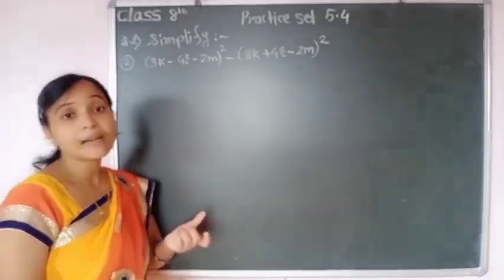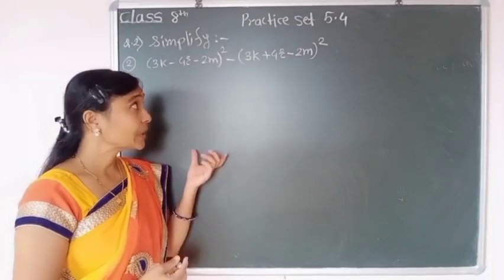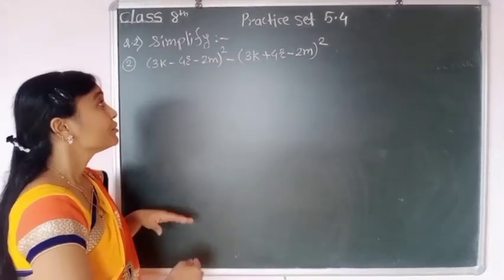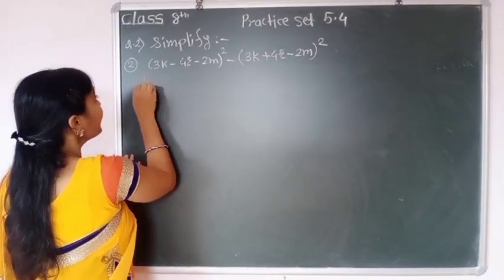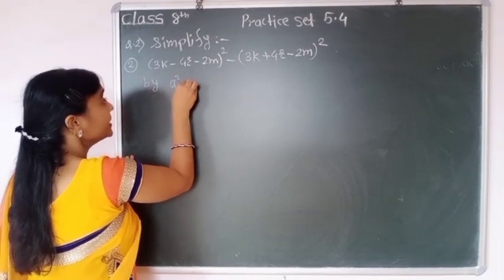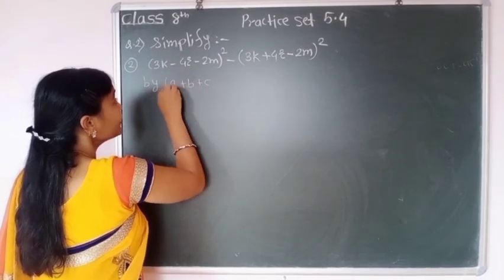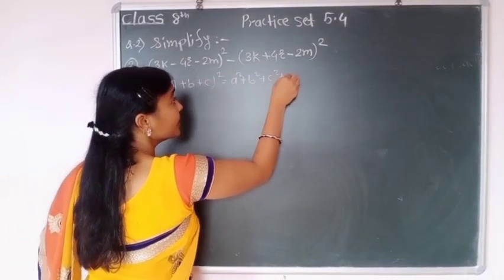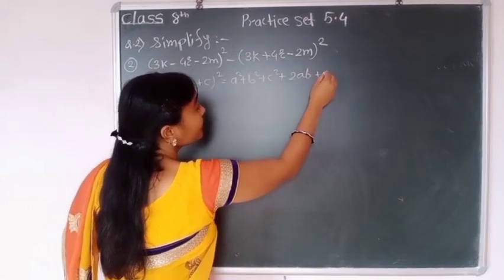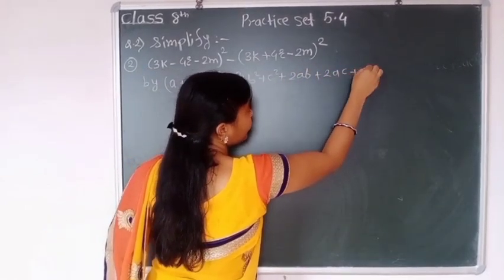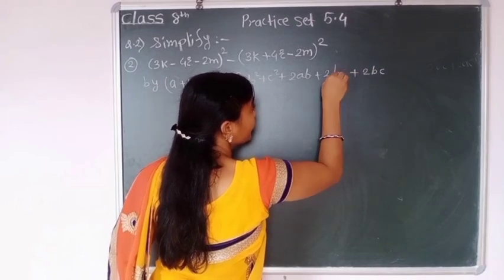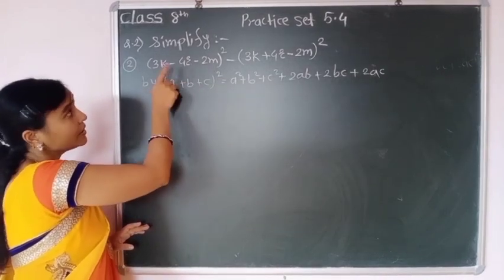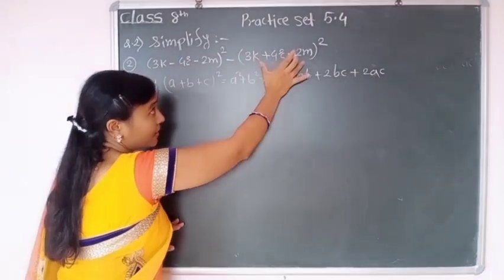Now we see example number 2. So we see this example with another method. You can use here the previous method also, but I say another method again. So you know both of the methods. By using (a plus b plus c) bracket square equal to a square plus b square plus c square plus twice ab plus twice ac plus twice bc. We can write down here bc also and here ac also. So you use this formula to this formula and this formula.